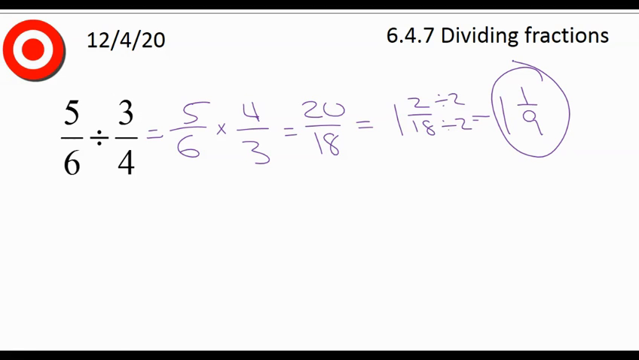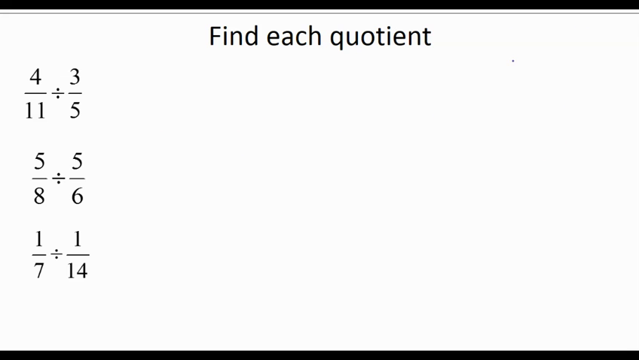So basically, division, the first step is turn it into a multiplication problem. And once you do that, you just do what you've already learned about multiplying fractions. To turn a division problem into multiplication, you take the second fraction and you flip it, and then you multiply. So let's do a couple.